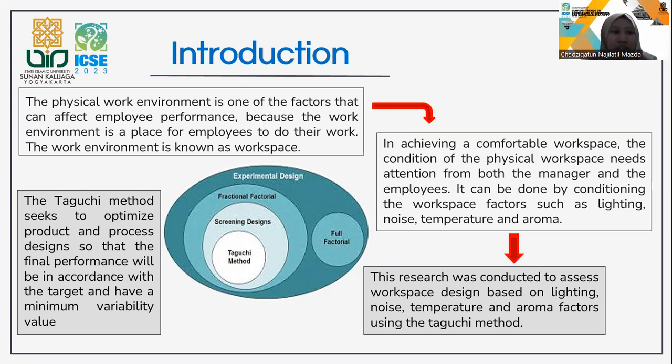The Taguchi method seeks to optimize product and process design so that the final performance will be in accordance with the target and have a minimum variability value. From this picture, we can say that the Taguchi method is the core of full factorial experimental design.